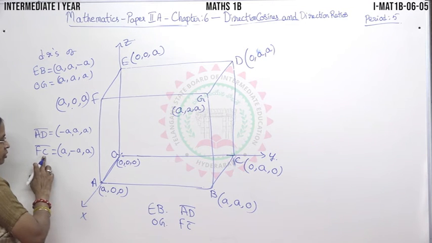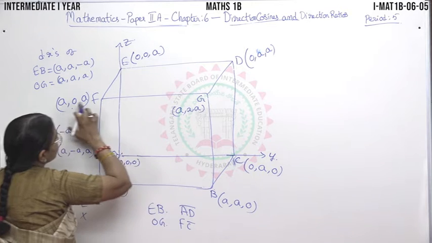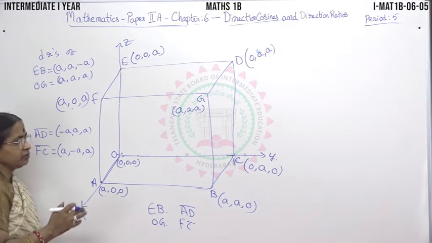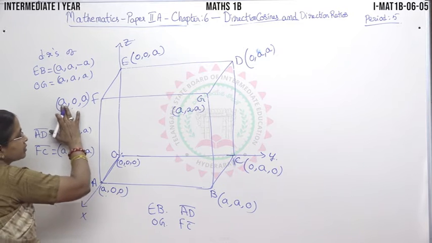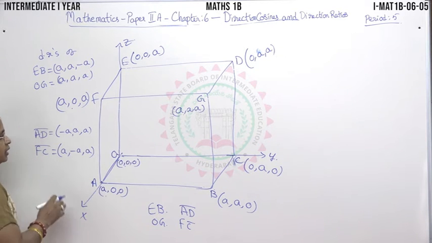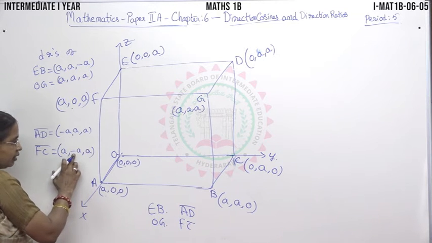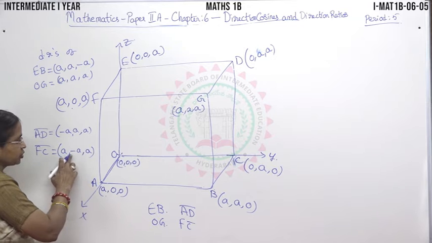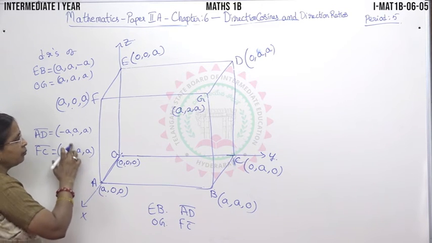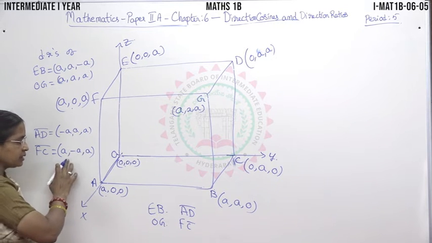So actually you can also find the direction ratios of FC, it will be C minus F. You can subtract, and you can write x2 minus x1, y2 minus y1, z2 minus z1, or x1 minus x2, y1 minus y2, z1 minus z2. Anyway you can write. But it is better if you have one minus sign in all direction ratios. You see that one is negative, other two are positive. Then it will be easy to solve the problem. So first write like this.